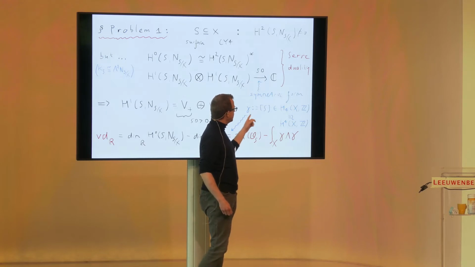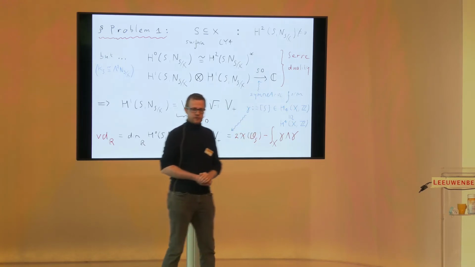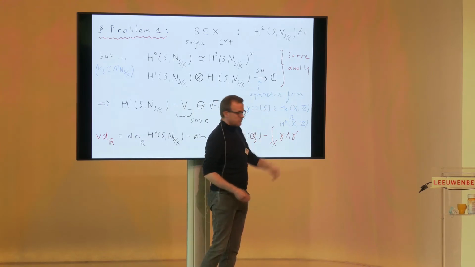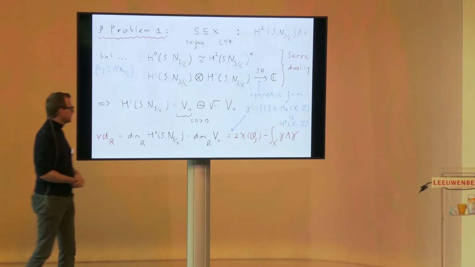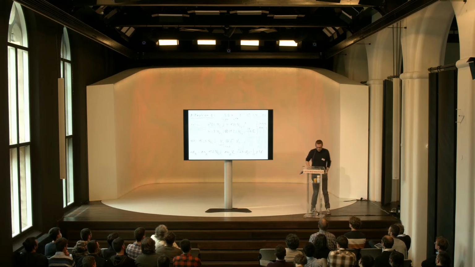So what is gamma here? I'll always be denoting by gamma the fundamental class of the surface, and I'll also always identify it with its Poincare dual in cohomology. Okay, so I'll suppress that. So now I should be more precise about what the moduli spaces we'll be looking at.